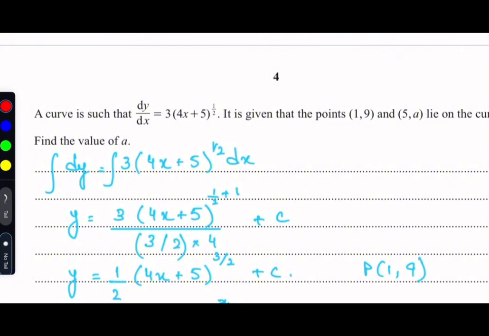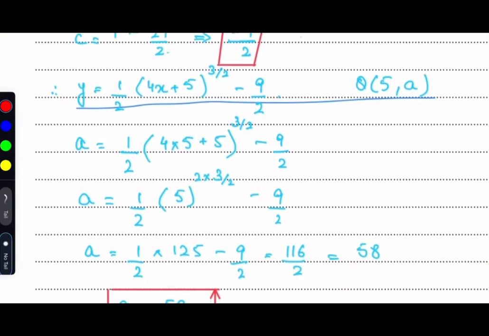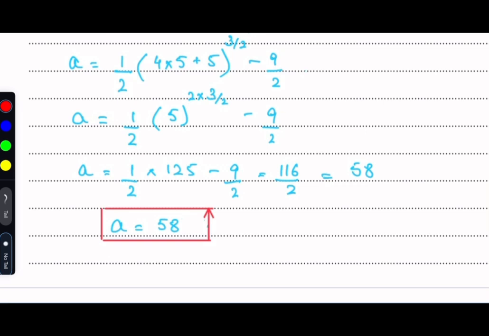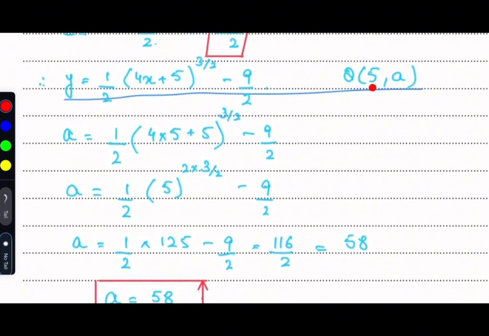So I can substitute x as 5, y as A and get the value of A. So Q was (5, A), substituting x as 5, y as A. This becomes 1/2 [4/5 plus 5 to the power 3/2 minus 9/2]. So A will be equal to 1/2.